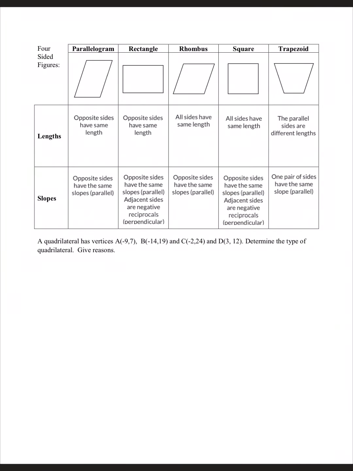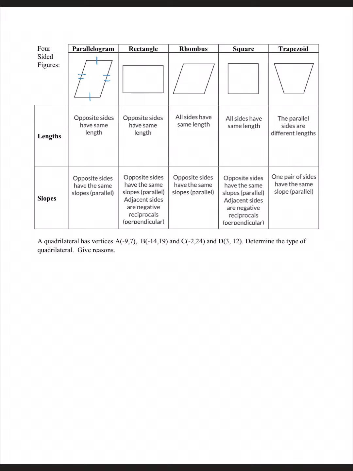Now we're going to take a look at 4-sided figures. And again, you might need to pause to fill in the table, but let's just recall what we know about parallelograms. So in terms of their lengths, parallelograms have opposite sides that are the same length. So if we were going to just quantify that, we could say this side and this side are the same length, and then these sides that are opposite, those are going to be the same length.